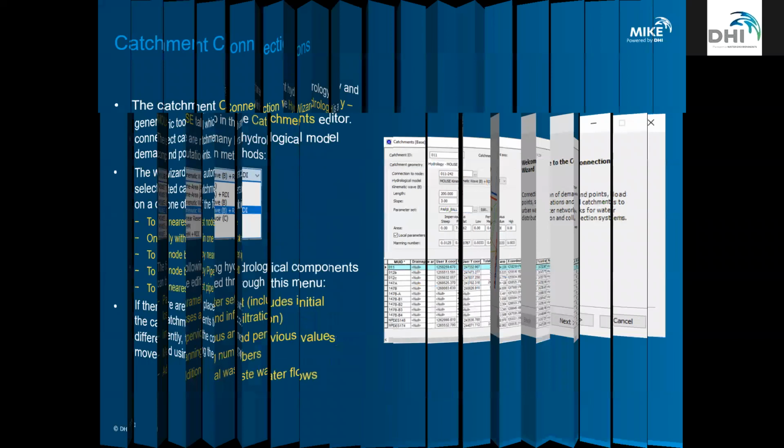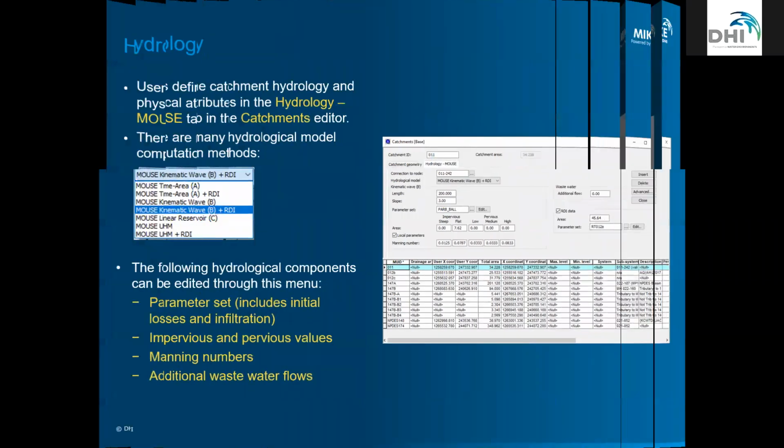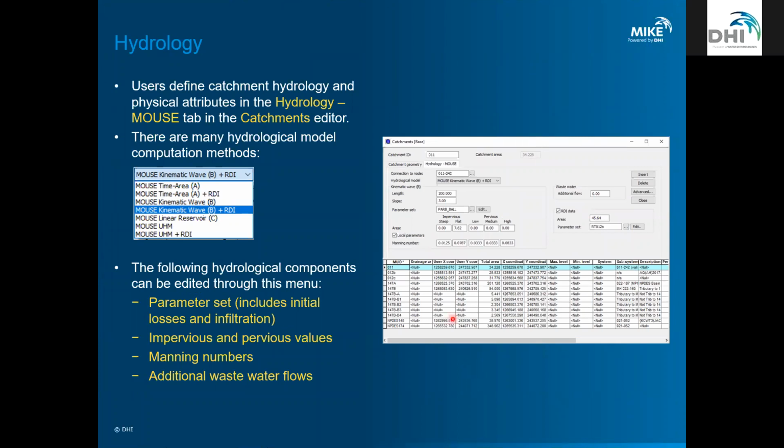And this brings us to the actual hydrology of the catchments. So the user can define the catchment hydrology and the physical attributes in this catchments editor. And you'll see that there are two tabs here. This is important: the geometry or the physical attributes, and this is the hydrological properties.